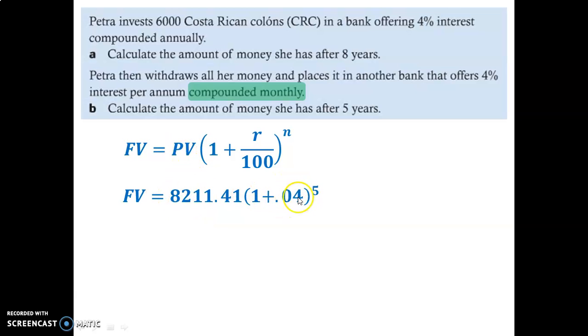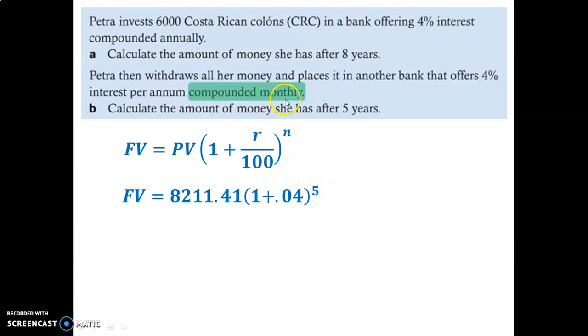Then she has a rate of 4% again. So we put 1 plus 0.04 from that. And then we put 5 years here. But this is not right. This will not give us what we need because it says that it's compounded monthly. This would assume that she's paid every year. And there's 5 years here.